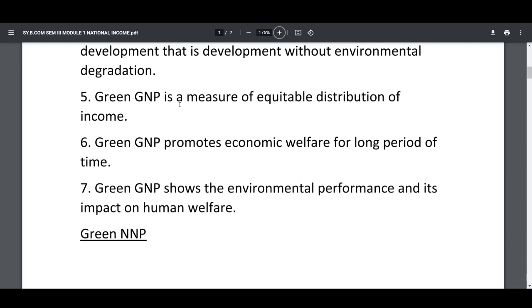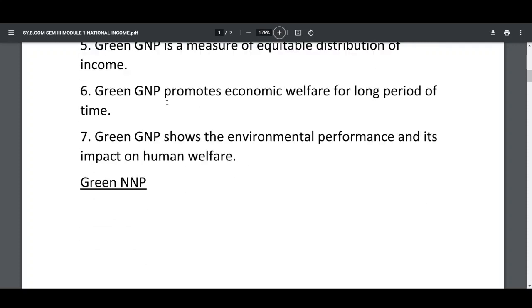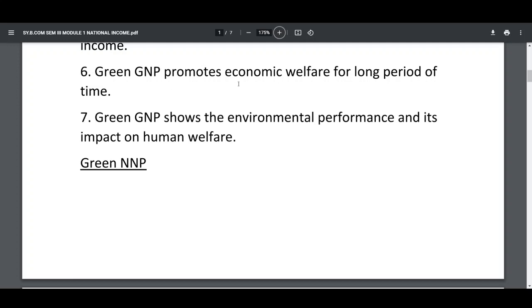Fifth, green GNP is a measure of equitable distribution of income. Sixth, Green GNP promotes economic welfare for a long period of time. Seventh, Green GNP shows the environmental performance and its impact on human welfare.